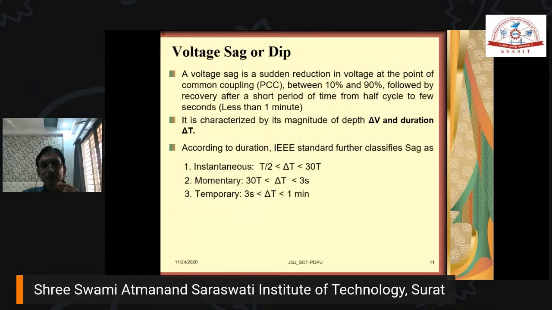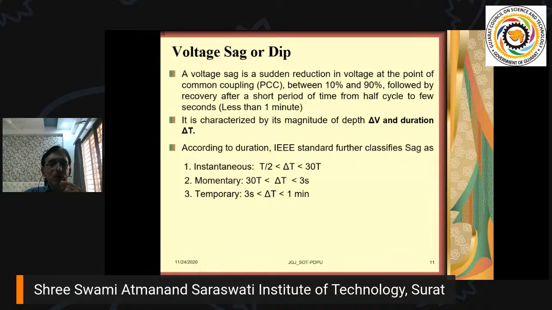We are on slide number 11. What is voltage sag as per the IEEE standard? A voltage sag is a sudden reduction in the voltage at the point of common coupling to between 10 and 90 percent of the normal working voltage, followed by recovery after a short period of time, from half a cycle to a few seconds, or less than 1 minute.